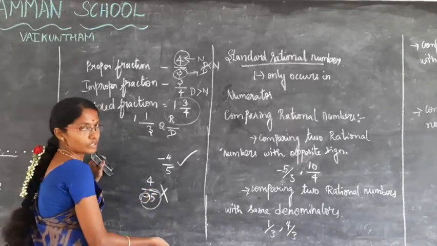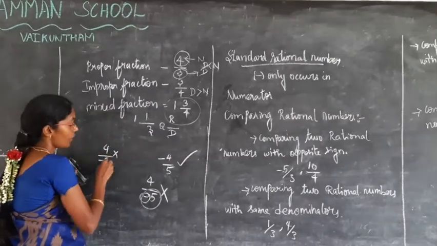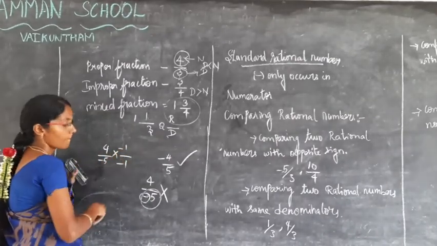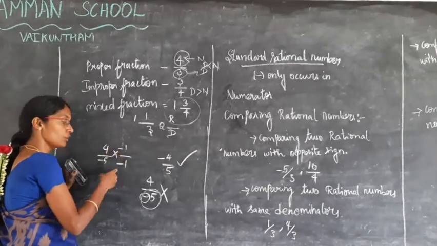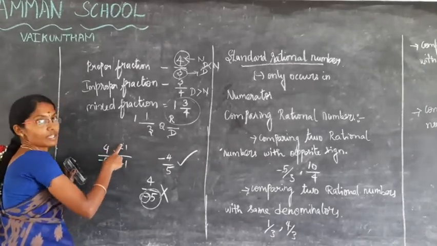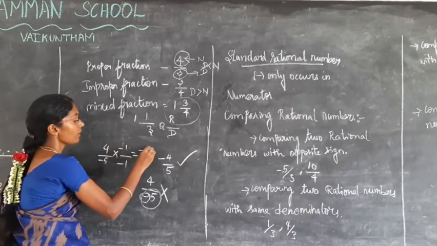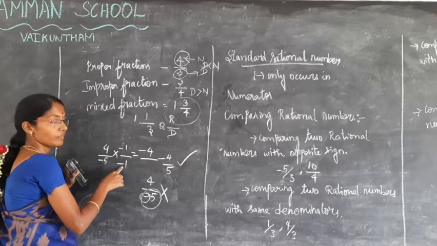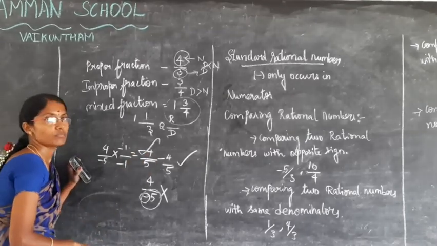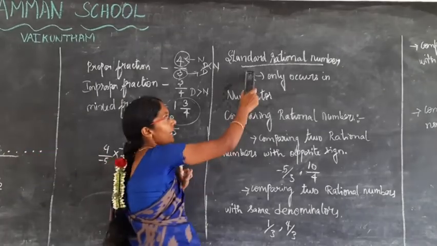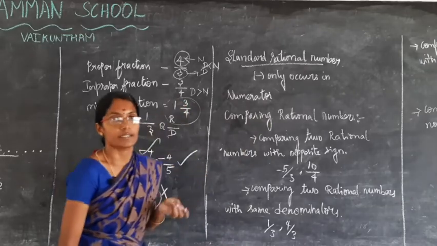You have to convert it into standard form. So how will you convert? You have to multiply by a minus sign on both sides. On numerator and denominator we have to multiply by minus 1. So 4 into minus 1 is minus 4, minus 5 into minus 1 is plus 5. So this will be the standard form. Okay. So a standard rational number means the negative sign occurs only on the numerator.